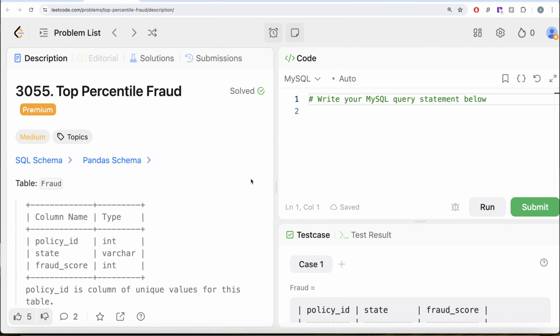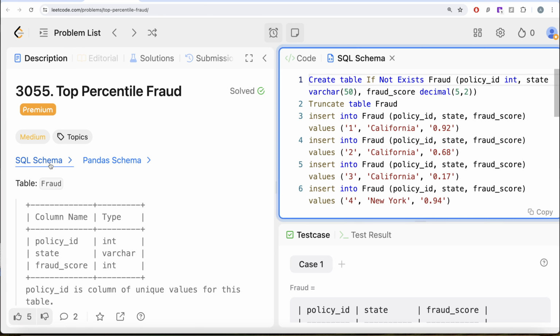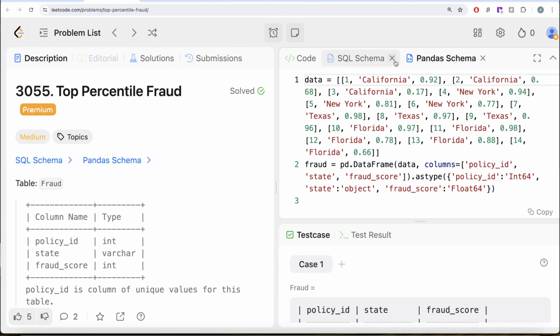This channel is all about trying to learn various concepts of data science by practicing a lot of questions. In this video, we are going to solve this question on Leetcode regarding top percentile fraud. The difficulty level of this question is medium, and I'm going to share the SQL schema as well as the Pandas schema in the description box below.